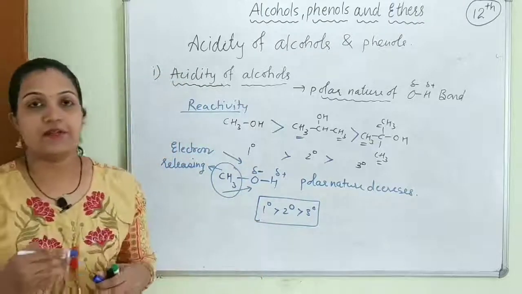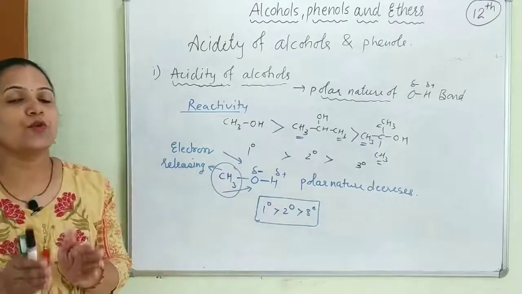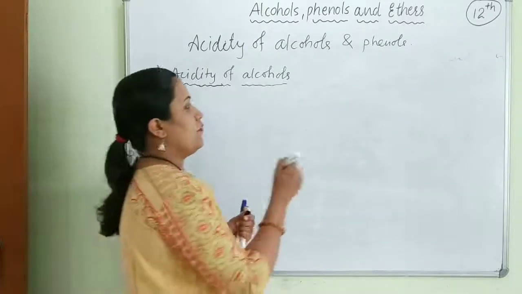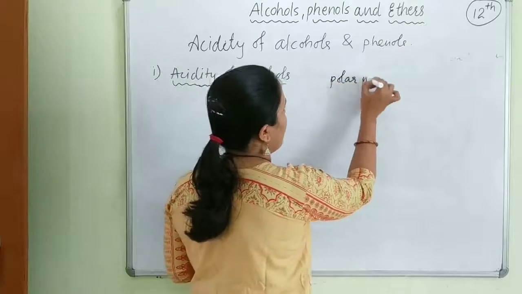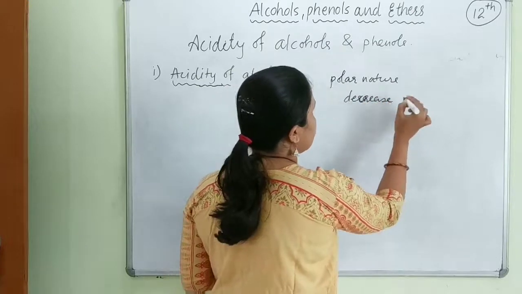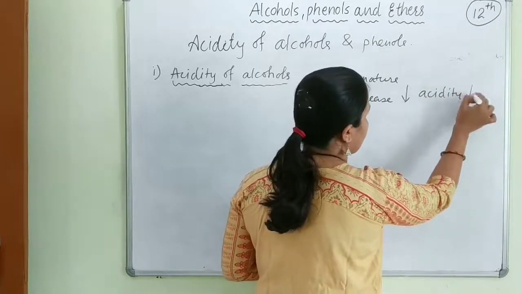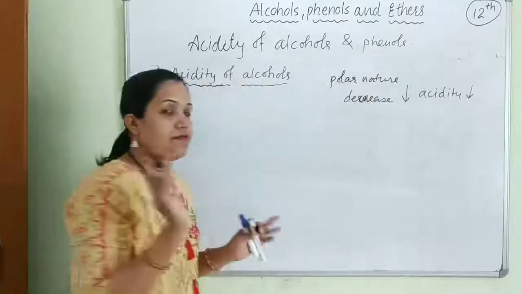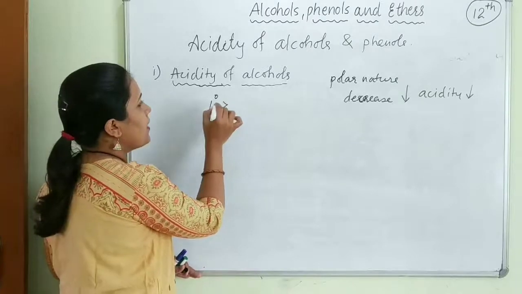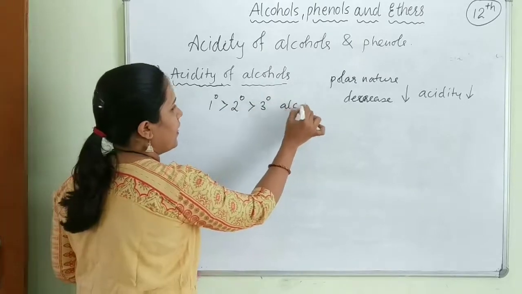So the reactivity of alcohol totally depends on the polar nature of OH. If the polar nature decreases, acidity will also decrease. And why does the polar nature decrease? If many electron releasing groups are there. So we can summarize in this way: primary alcohols have more reactivity than secondary and then tertiary alcohols.